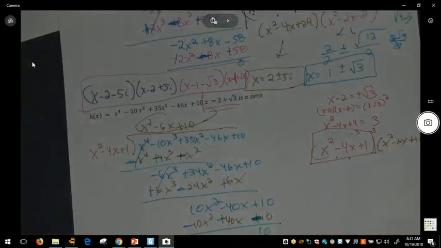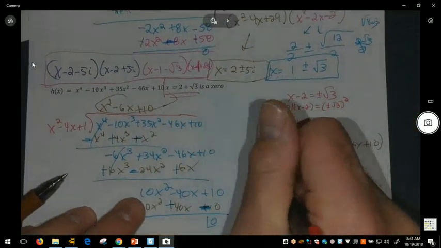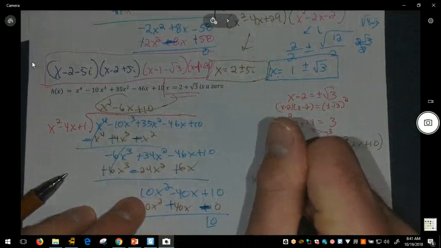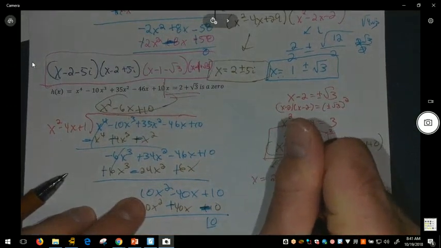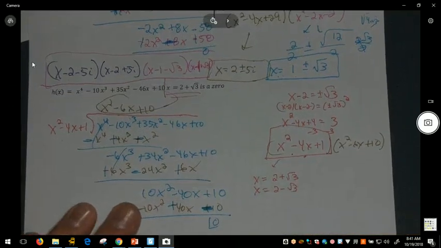The zeros that came out of this one, we already knew. They were told to us. So it was x equals 2 plus square root of 3, and x equals 2 minus square root of 3.